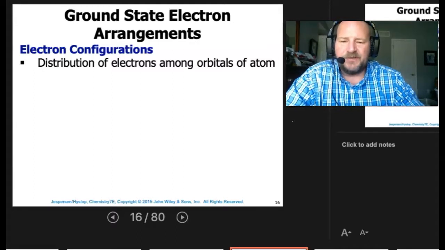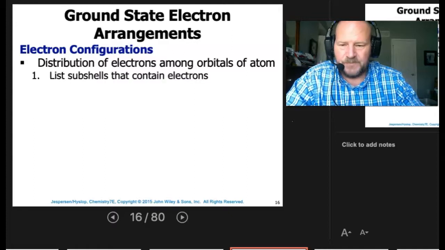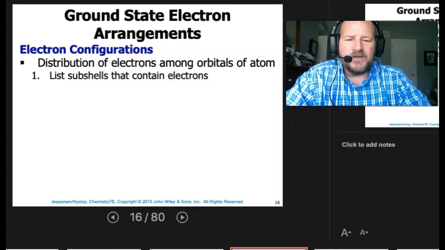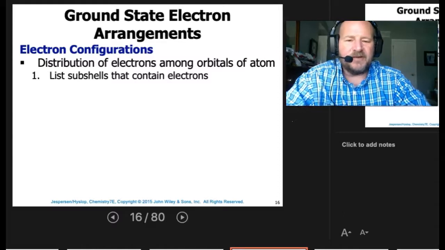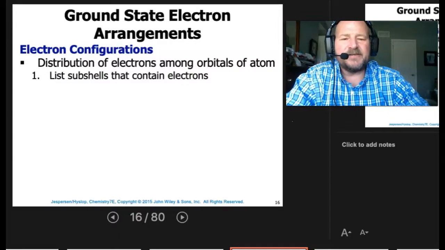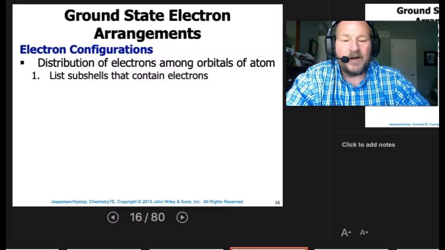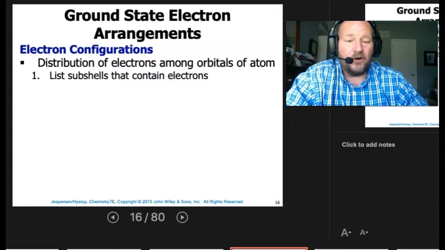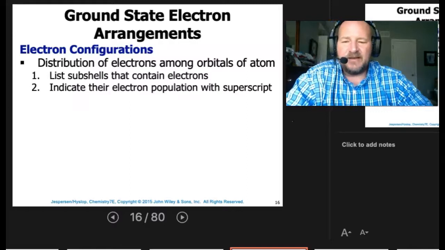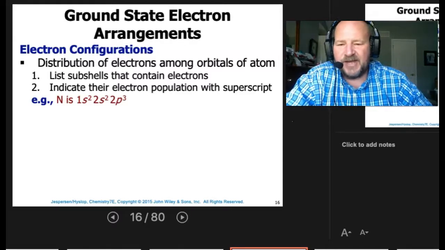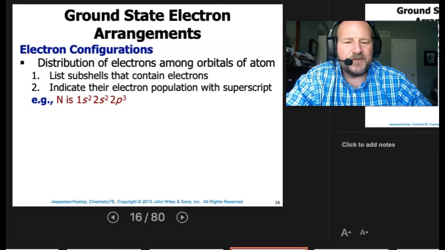So distribution of electrons among the orbitals of an atom. We want to list the subshells that contain electrons. Basically, if we step back just a smidge, what we're concerned about is where the electrons are, right? We know that in chemistry, when it comes to reactions, bonding, all these things, everything comes down to the energetics of where the electrons are actually located. We're going to indicate the electron population with a superscript. So for instance, nitrogen is going to be 1s2, 2s2, 2p3.